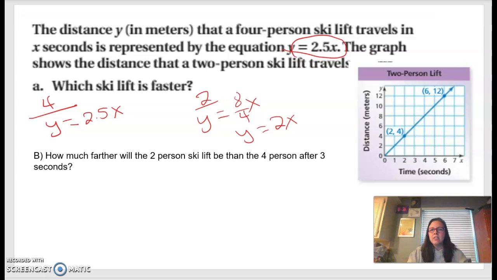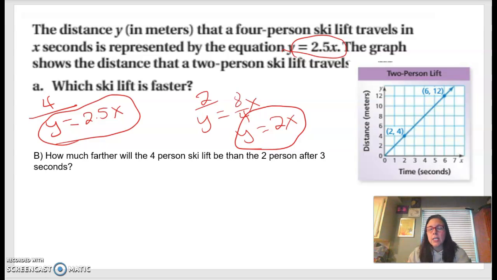So which ski lift is faster? Well, you look at your slope. Remember, the steeper, the bigger the number. Okay, I had to pause my video for a second because I did not read this question. Well, I did read it, but I assumed the 2-person ski lift would be faster. But it says which ski lift is faster? So it would be the 4-person one because the slope is bigger, so that means it's steeper, which means it's faster.